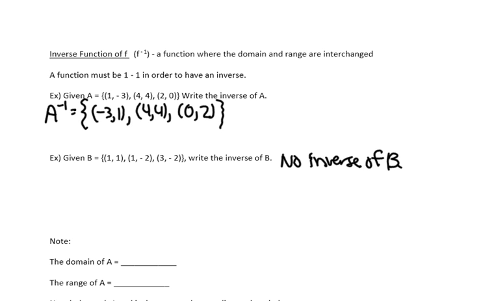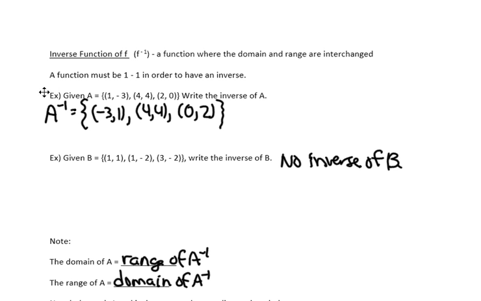Now, let's take a look back at A for a minute. The domain of A, well, that's 1, 4, and 2, right? So where else do I see 1, 4, and 2? Well, it is the range of the inverse. Now, the range of A, that's -3, 4, and 0. Where else do I see -3, 4, and 0? In the domain of A inverse. Okay. So it's very important to know the domain of A is equal to the range of A inverse, and the range of A is equal to the domain of A inverse.